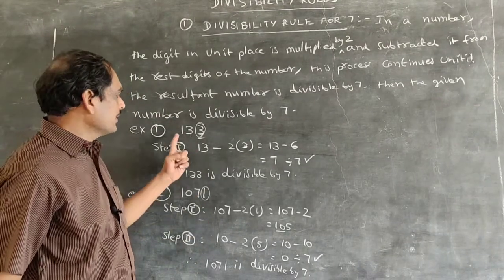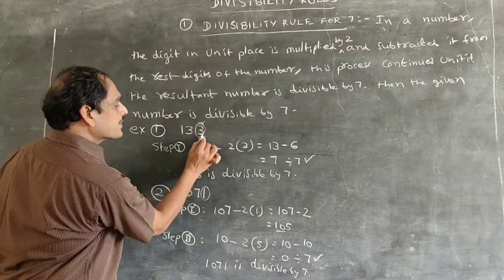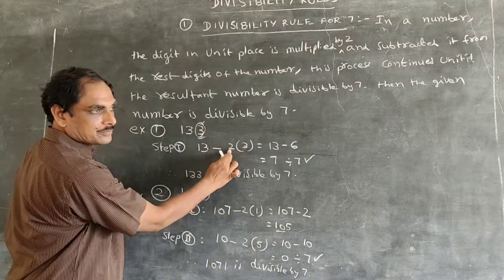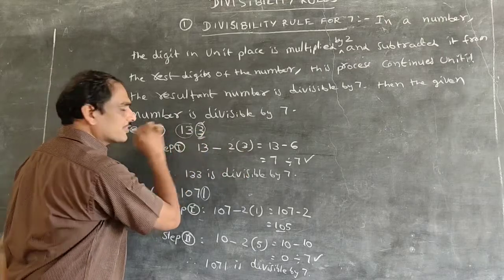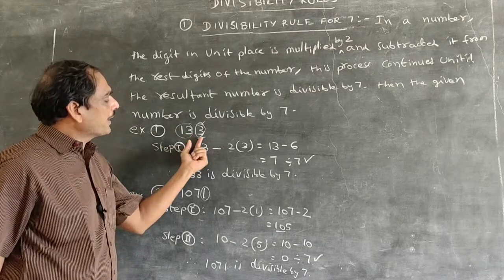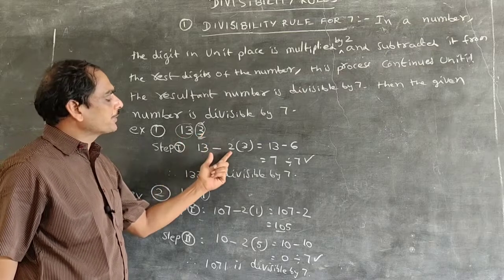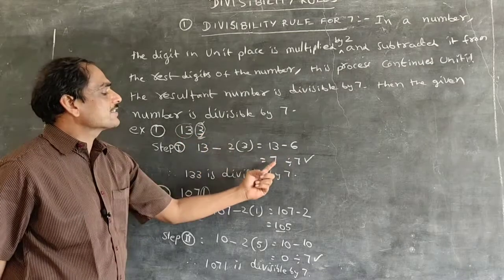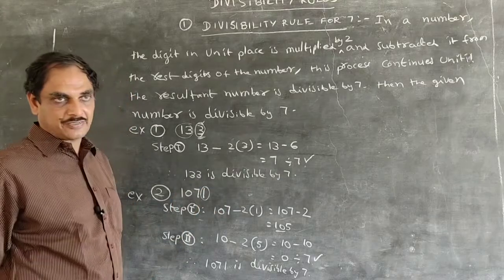So, let us recall the rule. In any number, the digit in unit place is multiplied by 2 and subtracted from the rest digits of the number. The rest digits are 1, 3, that is 13, minus 2 times the unit digit 3, so 13 minus 6 is 7. If it is divisible by 7, then the number is divisible by 7.